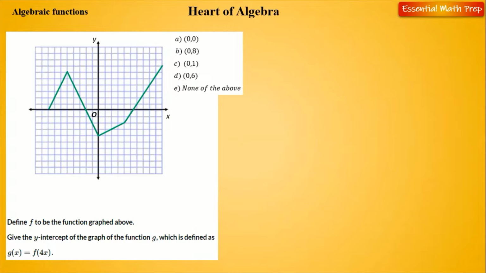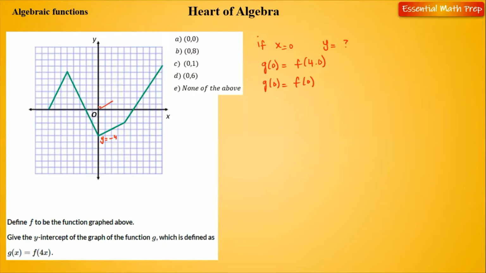Define f to be the function graphed above. Give the y-intercept of the graph of the function g, which is defined as g of x equals f of 4x. Okay, how do we typically find the y-intercept? If we set x equals 0, that means g of 0 equals f of 4 times 0. In other words, g of 0 equals f of 0, right? So at what point, if x equals 0, y equals, 1, 2, 3, 4. That means y equals -4.